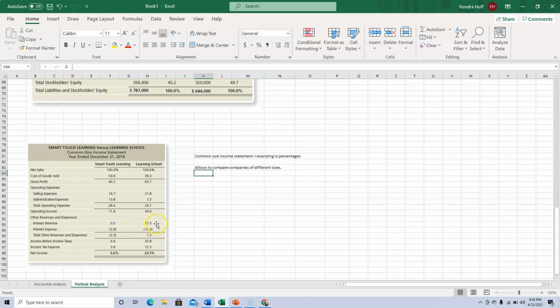All right. They're also making a lot more in interest revenue. So their other revenue is higher. They're, of course, paying more in taxes, but they have a higher net income. So Smart Touch Learning can see by this that they need to figure out why they're paying so much for their cost of goods sold and see if they can make it smaller.